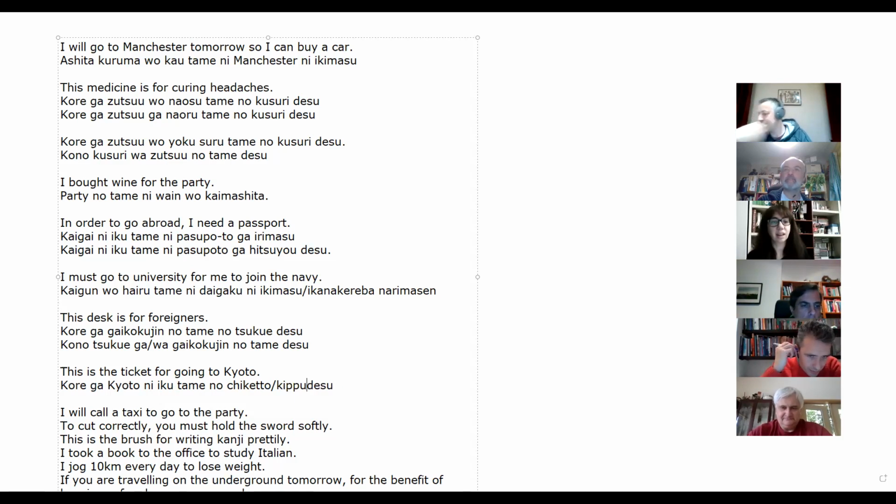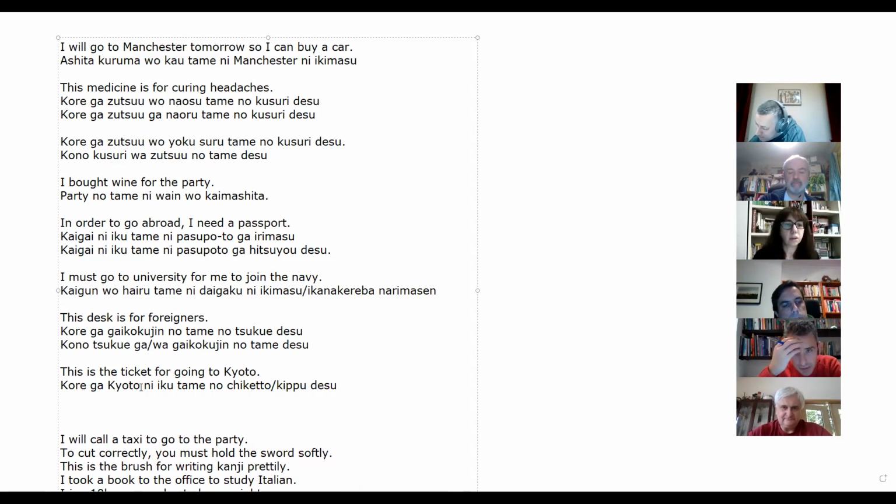Good. And Monya, can you do the same thing as Tom did? Can you change this? So the way we just did this before was, for example, this desk is for foreigners. これが外国人のための机です. But you can also start with この机が, and then 外国人のためです. Just のためです. So can you do the same thing here? この切符は、京都に行くためです。 Very good. Exactly. Perfect.